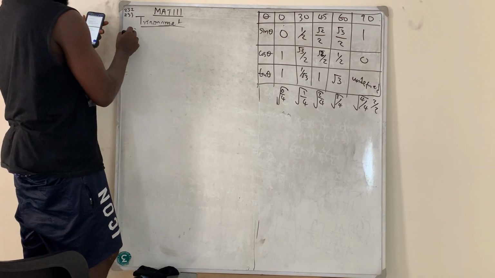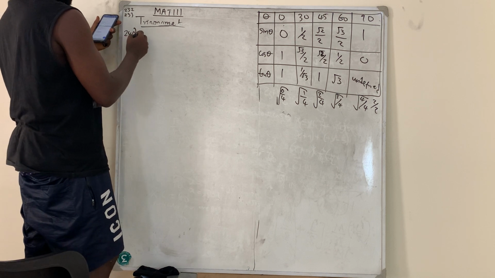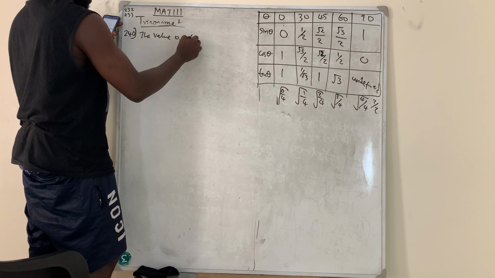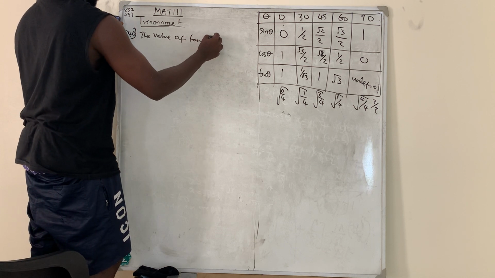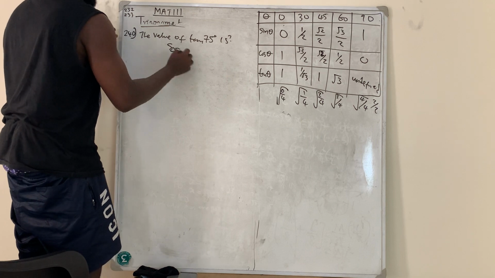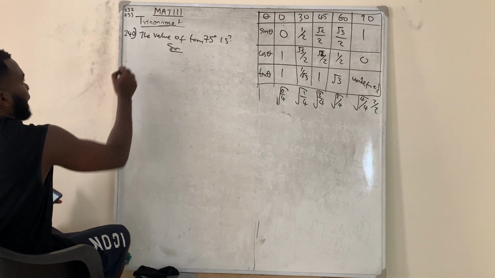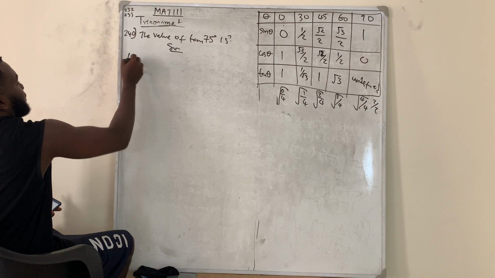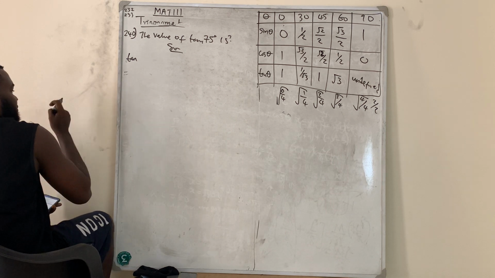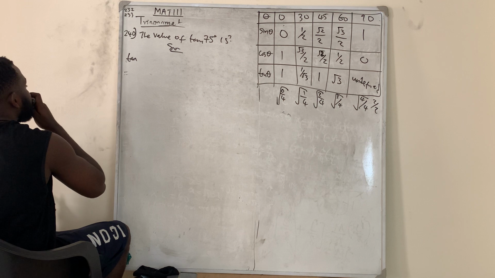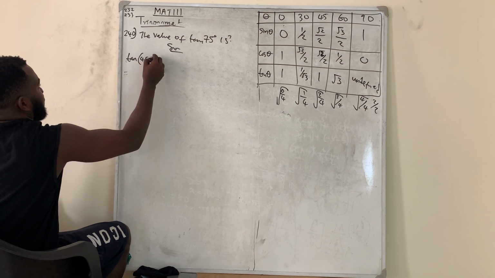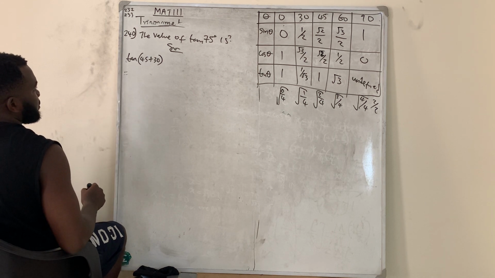Question number 240 said the value of tan 75 is, okay, solution. Now for tan 75, the two numbers for 75 are 45 and 30 again. So I'm going to have that this is tan 45 plus 30.